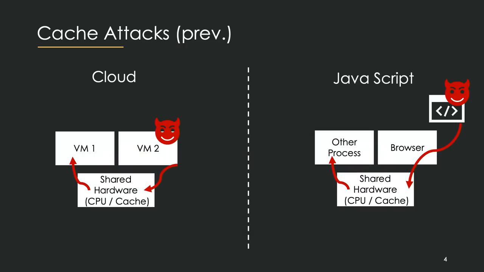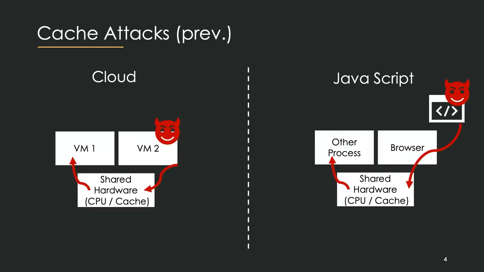But let's start with cache attacks. Cache attacks were previously known to be local code execution attacks. For example, in the cloud setting here on the left-hand side, we have two VMs that basically share the hardware. They time share the CPU and the cache. And therefore, an attacker that controls VM2 can actually attack VM1 via cache attack.